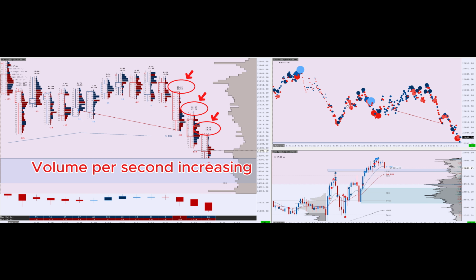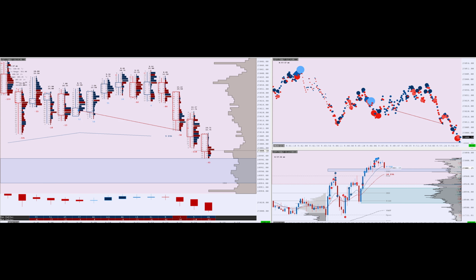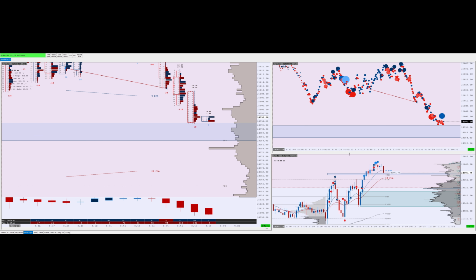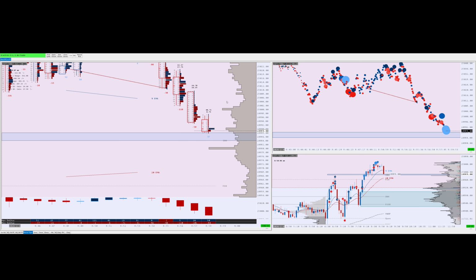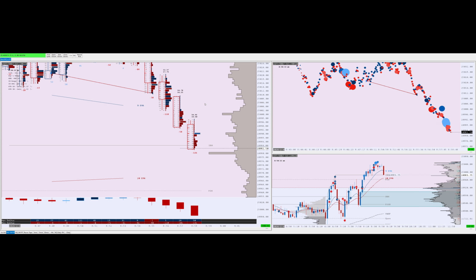And then you just see it start jumping right to 13, 12, 19 as we're approaching IB high. And the reason I like looking at the volume per second increasing is because I want to see if there's anyone being really, really aggressive as price gets to my area of interest, and if they get rewarded when they get there, or if they fail.